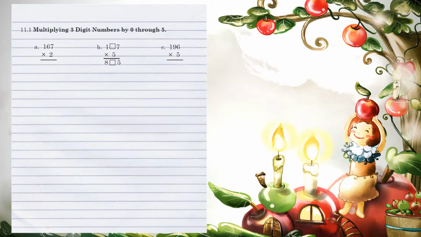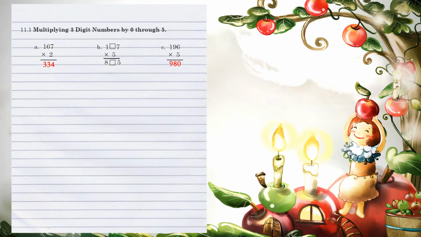You're going to start to the far right. 2 times 7 is 14. Write down the 4, carry the 1 into the tens position. 2 times 6 is 12, plus the 1 is 13. Write down the 3, carry the 1 into the hundreds position. 2 times 1 is 2, plus the 1 is 3, for an answer of 334.